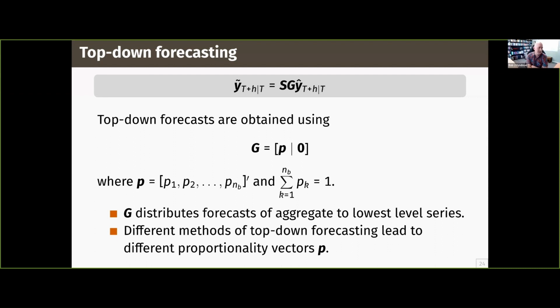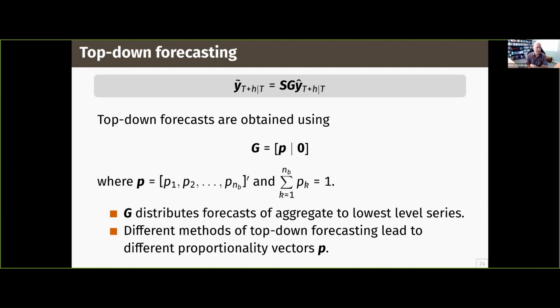Yeah, good question. And yes, you can do it in the same way. The proportionality will be split across multiple rows because there'll be more than one series at the middle level. But you'll have multiple columns, sorry, of the P vector for each of the middle out series. But you can still write it down in the same way. It's a little more complicated, so I haven't actually chosen to show it here, but it is possible to do it.